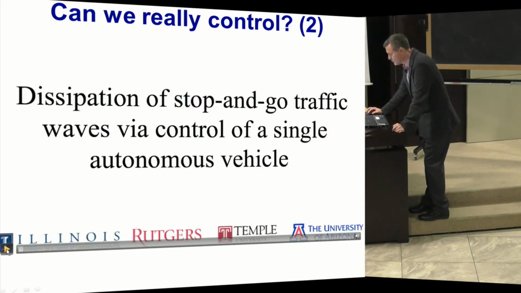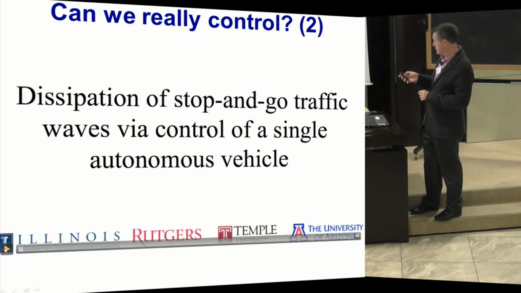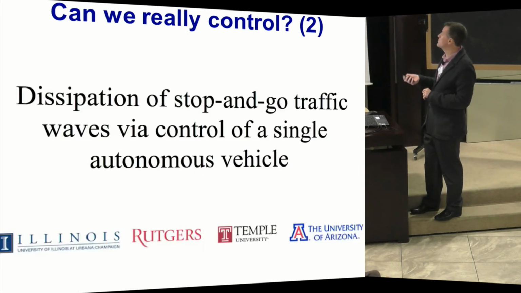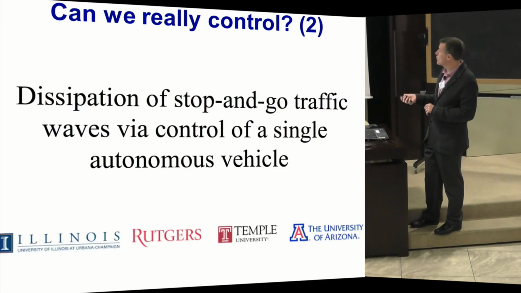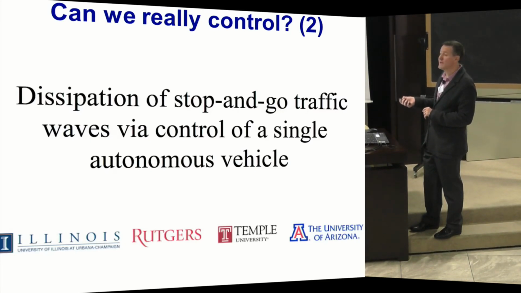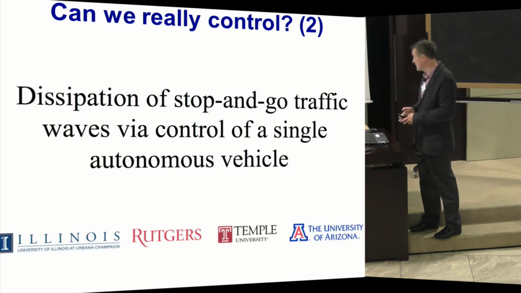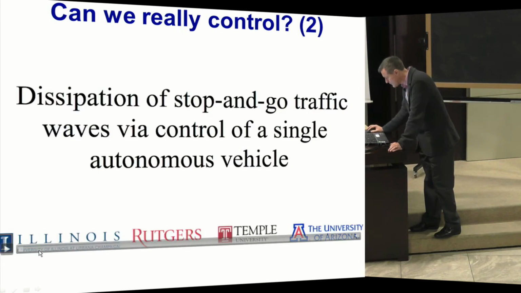Yes. A ring road setting like the Japanese experiment, but we were trying then to control. So this experiment was part of an NSF project involving various universities: University of Illinois Urbana-Champaign, Rutgers, Temple, University of Arizona, and then at the end of the project also Vanderbilt. Again, the main idea is that we are going to observe stop-and-go waves. We are going to measure the impact that they had on traffic, and then we are going to try to dissipate them using a single autonomous vehicle. So let me show you the video.